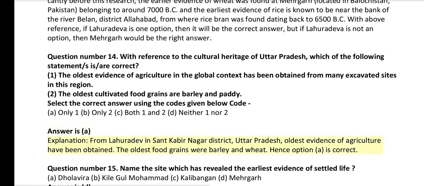Explanation. From Lahuradeva in Sant Kabir Nagar district, Uttar Pradesh, the oldest evidence of agriculture has been obtained. The oldest food grains were barley and wheat. Hence option A is correct.